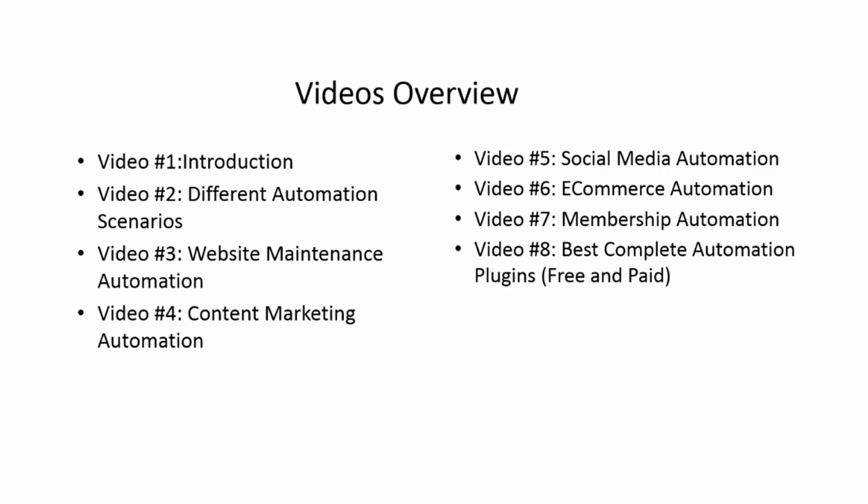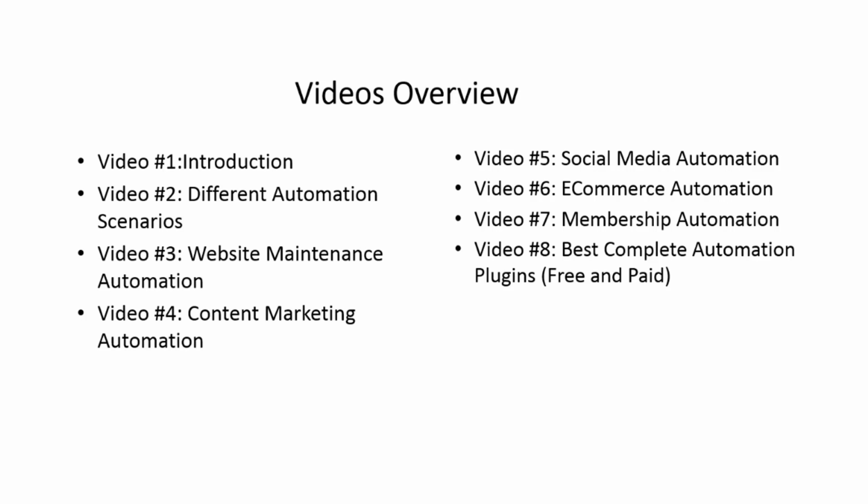Video number 7, we'll talk about membership automation. So in this case, let's say, for example, that you run a WordPress membership site. You have a community. So how do you go about automating that community as much as possible? Obviously, there's not going to be everything that you can automate. Some things you will just have to do using your hands, but some things you can. And some things that you think you can't, you really can.